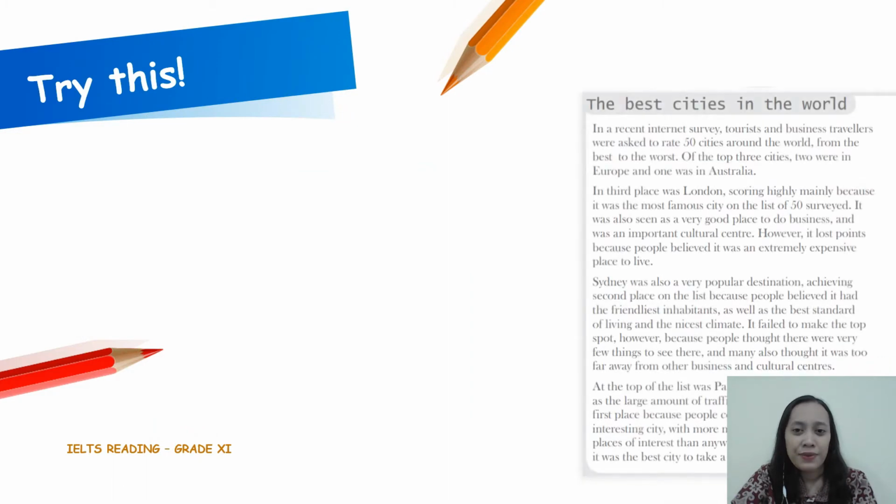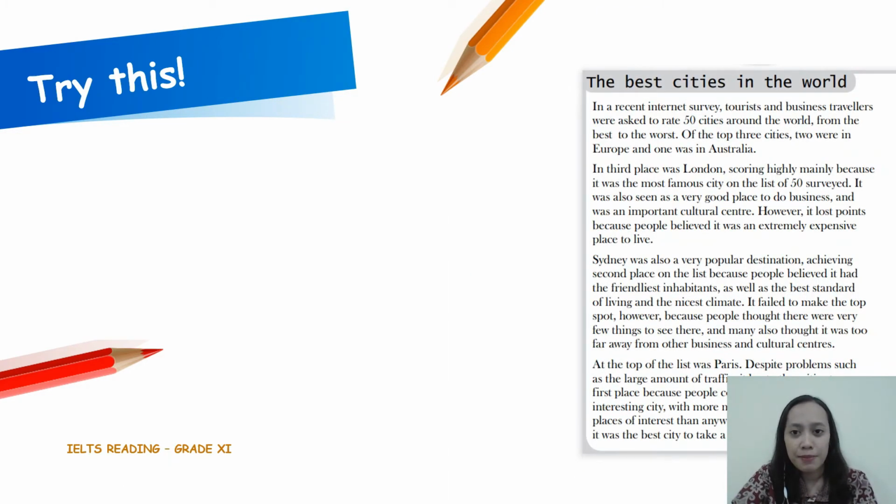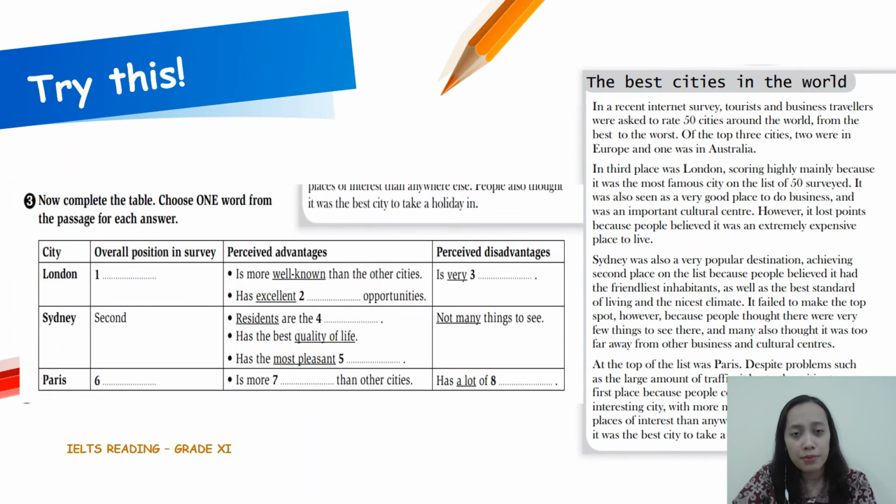So let's try this together. Here we have a text about the best cities in the world, and we also have a table with some blanks in it. In the first column, there are some city names: London, Sydney, and Paris. The next column is talking about overall position in survey. Remember, because this is position, we are not talking about only numbers, but we are going to have the context of position in it. The next column is perceived advantages, so it is going to talk about some positive aspects of the cities. And the last column is perceived disadvantages, so it is going to be about negative sides of the city.